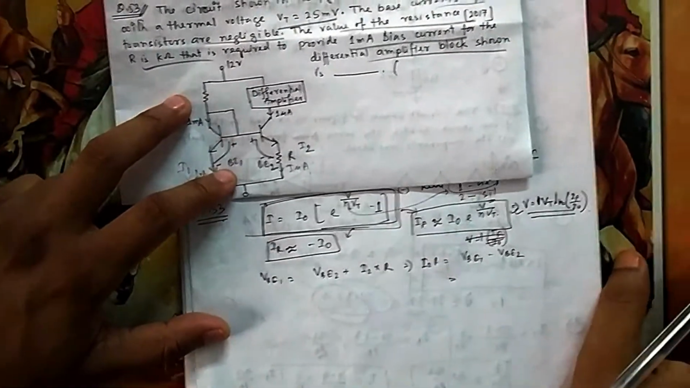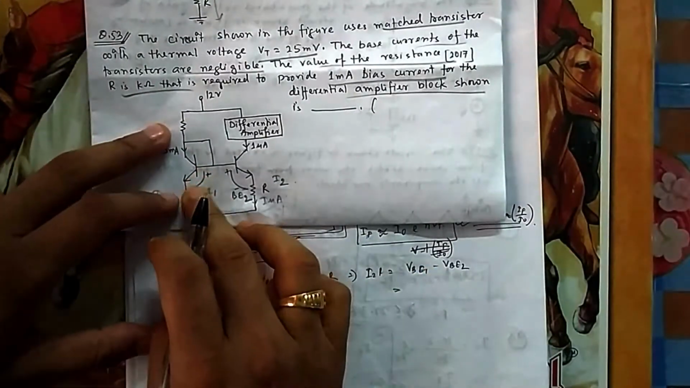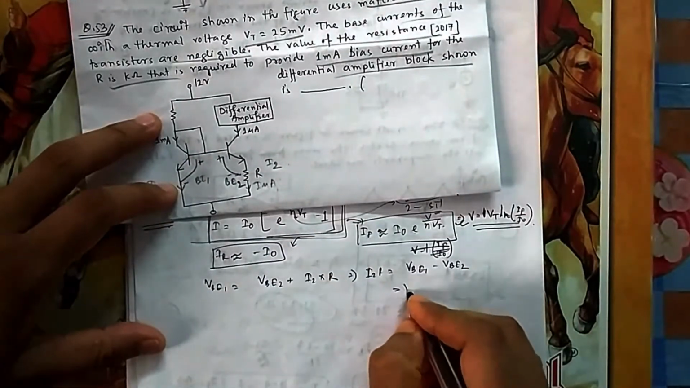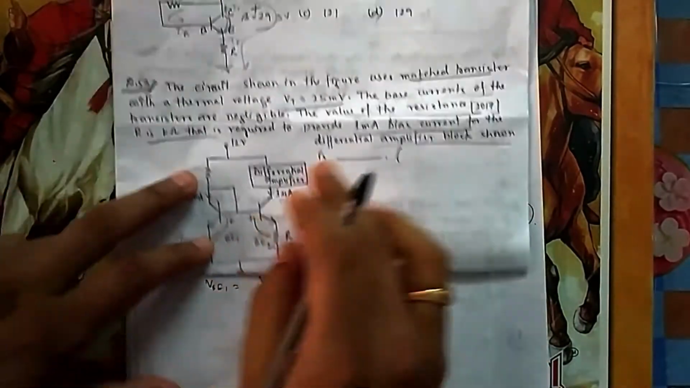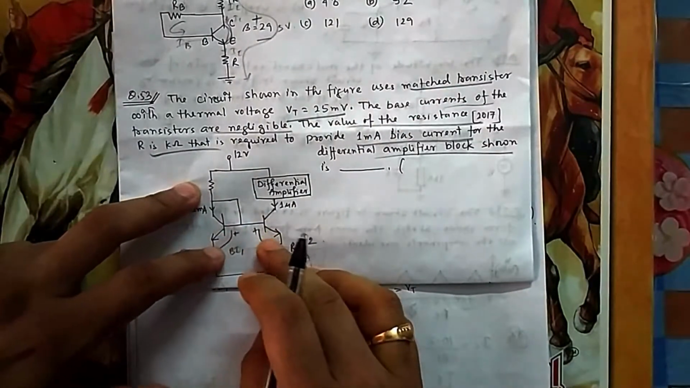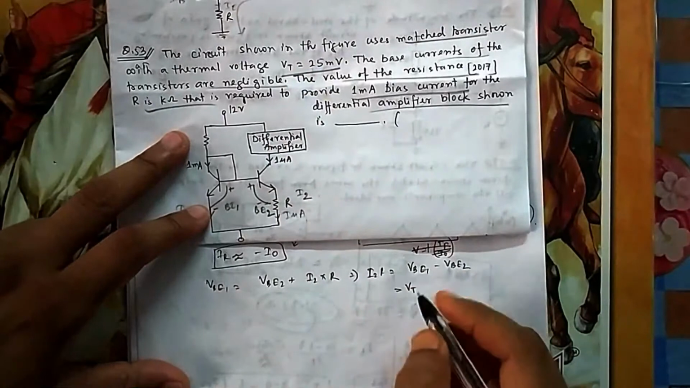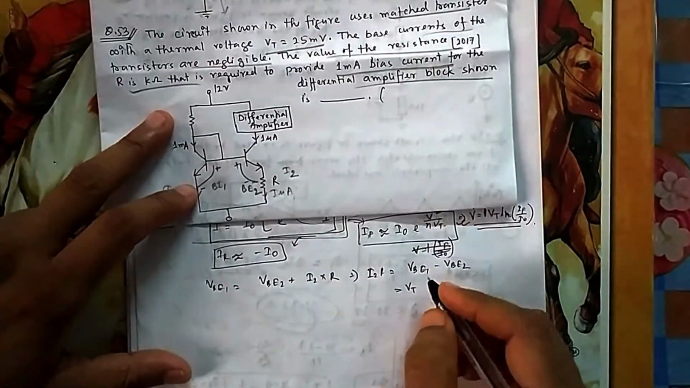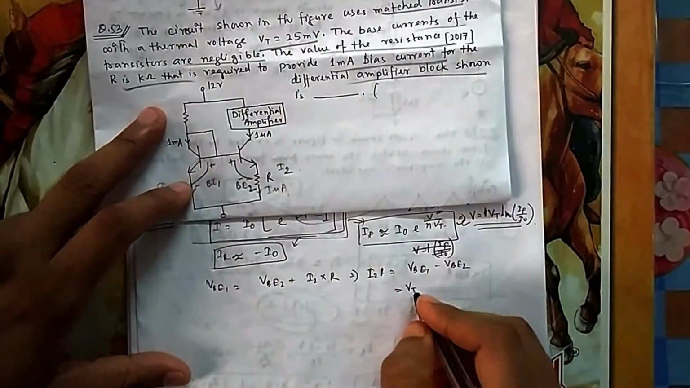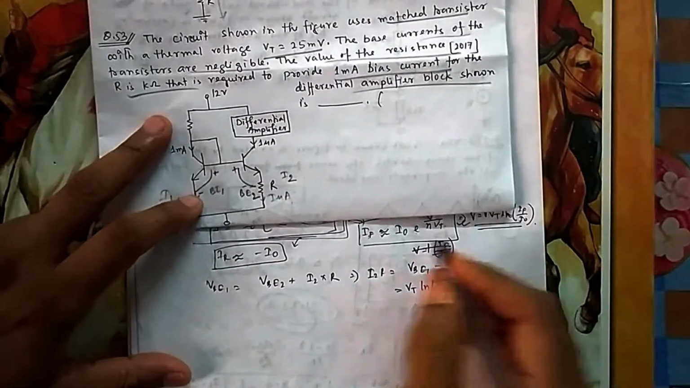So you can apply it here because VB1 is nothing but the forward voltage across this. If I apply this, it will be Vt, because both are the same matched transistor, so we can assume that the thermal voltage is also the same. So it is Vt, and this is also given, 25 millivolt. Vt ln, and then what is this current?